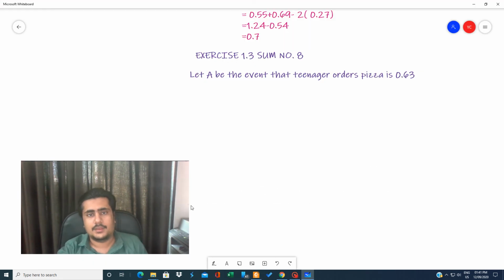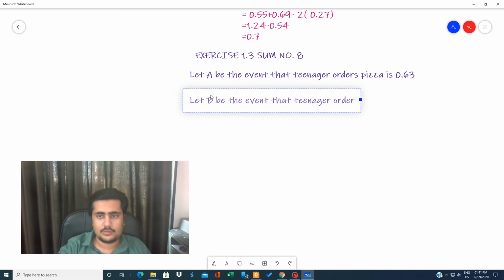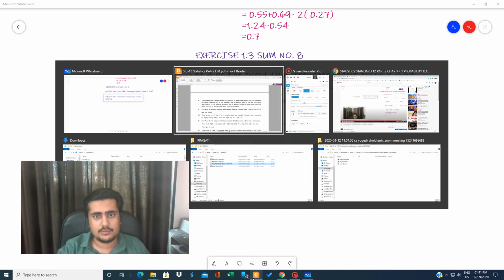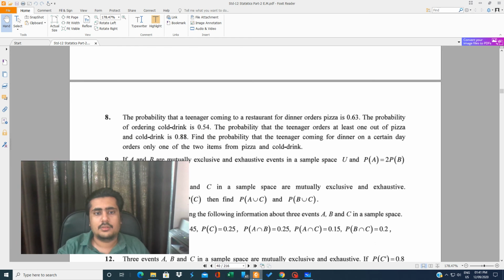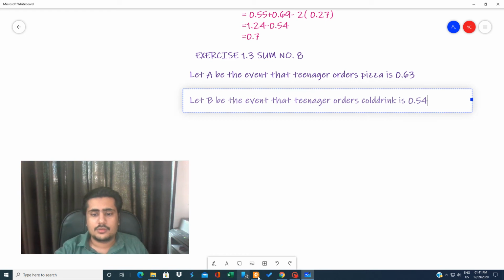Okay, then let B be the event that a teenager orders cold drink, which is 0.54.